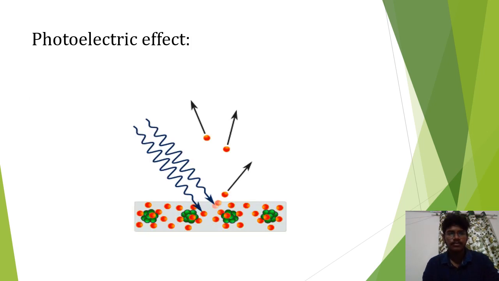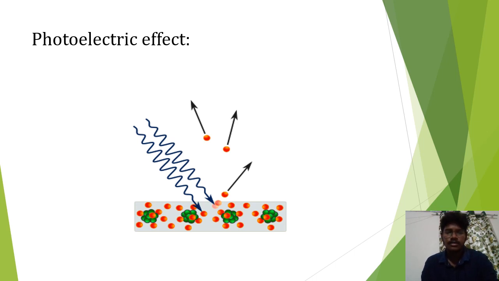In this picture, we can see the photoelectric effect. Here we can see the white and red atoms which are connected in a metal, which are present in a metal.